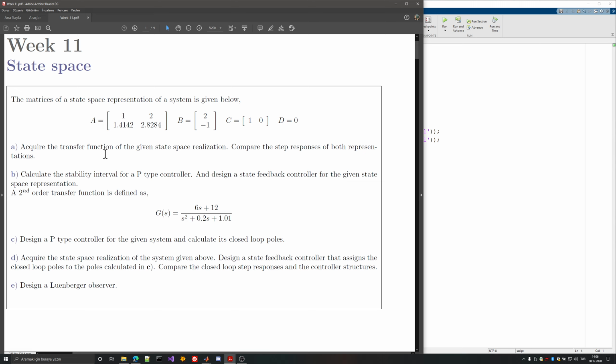Now we have basically compared their results. Now the next question is to calculate the stability interval for a p-type controller and design a state feedback controller for the given state space representation. Since you can acquire the transfer function, you are asked to find a stability interval, and then don't switch to the transfer function. Use this here and try to design a state feedback controller.